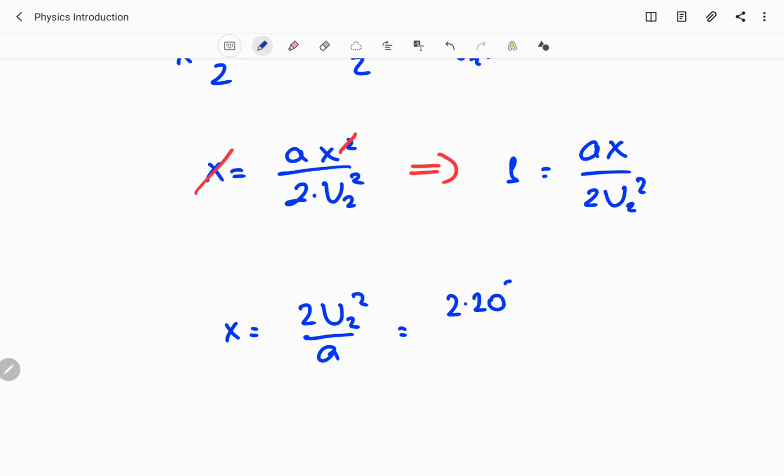Velocity is equal to 20 squared, acceleration is equal to 5. So from here, the final answer will be equal to 160 meters. After 160 meters, the first car will overtake the second car.